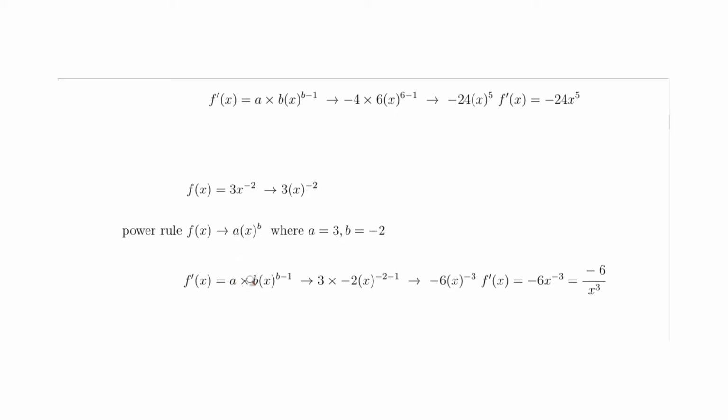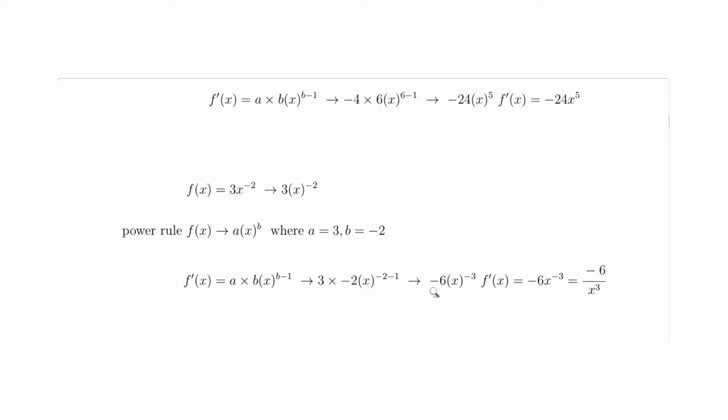So the first derivative, a times b times x to the power of b minus 1. So now remember we're reducing a negative term, so the absolute value of that increases. So minus 2 now goes to minus 3. So we've got 3 times minus 2, which is our coefficient and power. So that's that. And then the power is reduced by 1, so it's minus 2 minus 1, which is minus 3.